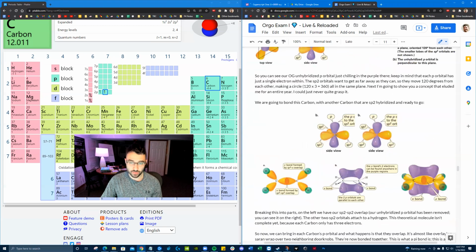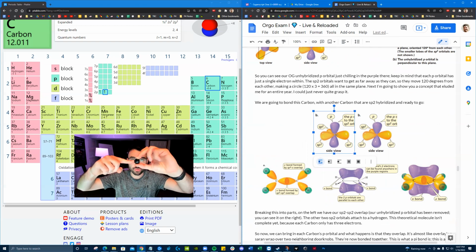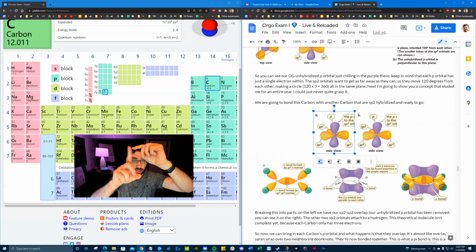And we end up with a carbon that looks like this. So we're going to have a carbon that theoretically has, on the same plane, 3 sp2 hybridized orbitals, one going this way at 120 degrees, one going this way at 120 degrees, one going this way at 120 degrees. And then going vertically like this is going to be that unhybridized p orbital, okay?